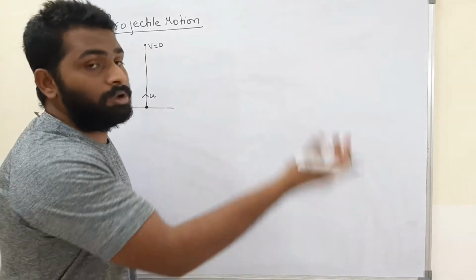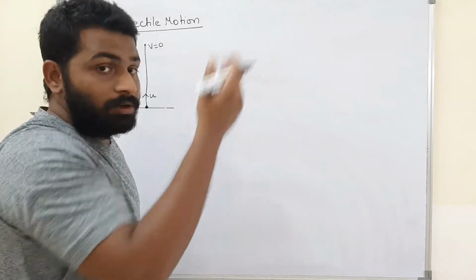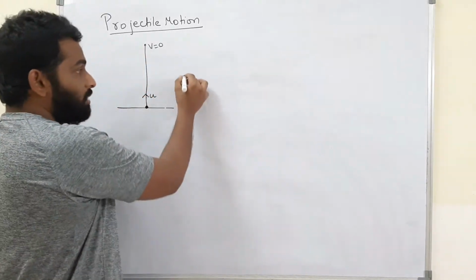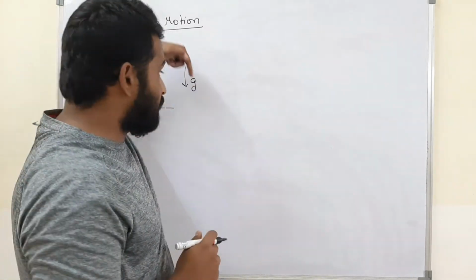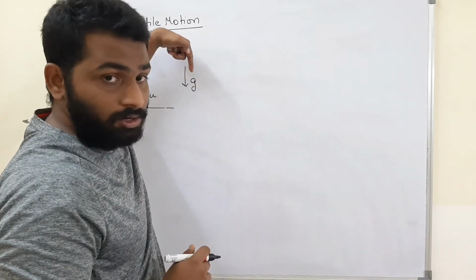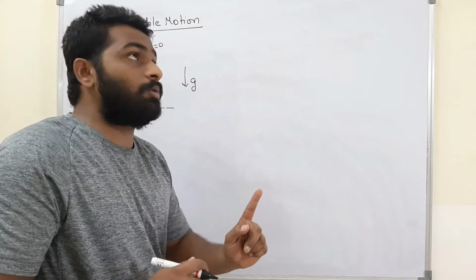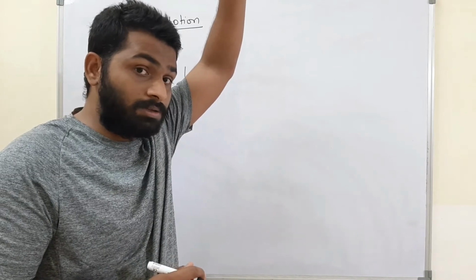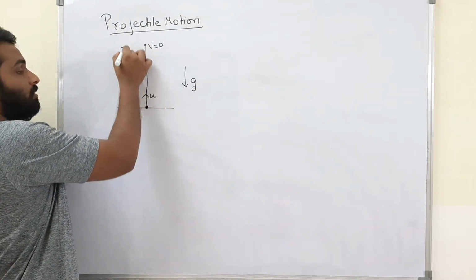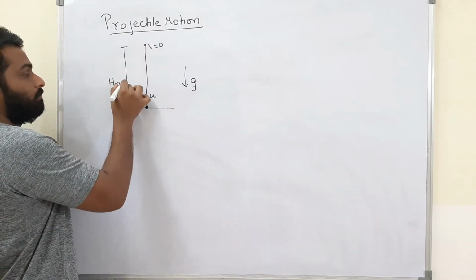As the body is moving up, the velocity gradually decreases. Why does the velocity gradually decrease? Because the acceleration due to gravity is acting downwards. Therefore, as the body is moving up, the velocity gradually decreases, and at the maximum height, the velocity becomes 0. And this height is known as the maximum height.